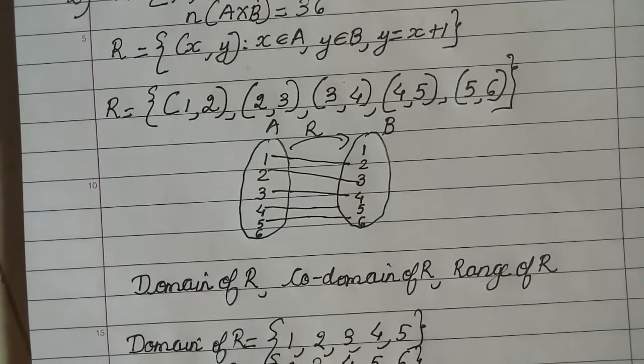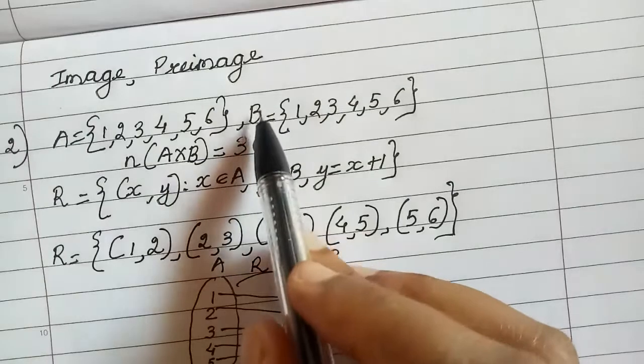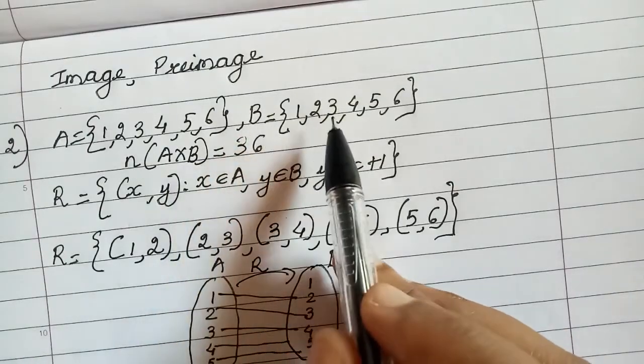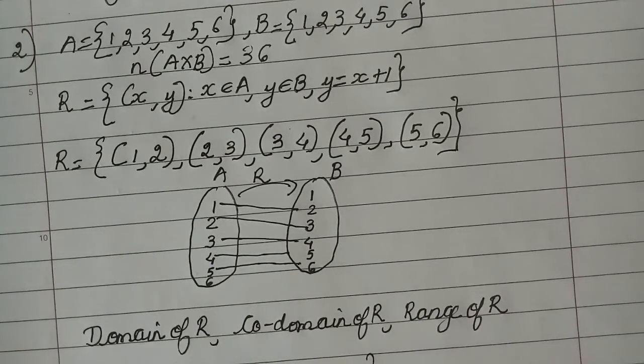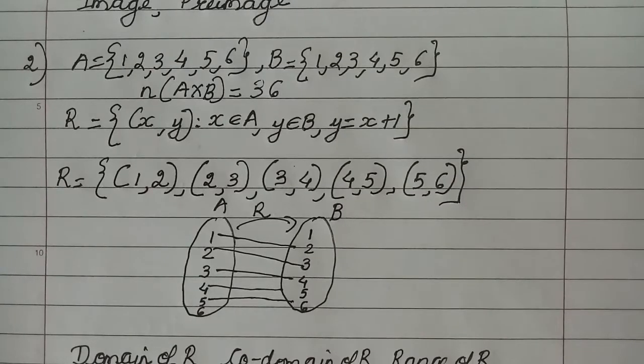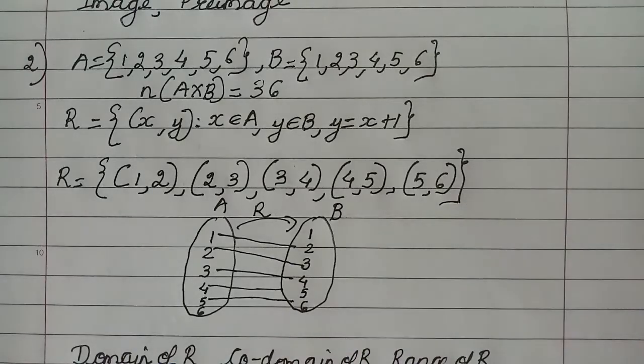Now what is my codomain of R? Codomain of R means, children, your entire set B. That is given to you in your question. So the codomain of R is my entire set B, which is 1, 2, 3, 4, 5, 6. Is that clear? In your exam, you can expect 1 mark questions for first expressing the relation, then writing the elements in your domain, the elements in your range, and the elements in your codomain of your relation.